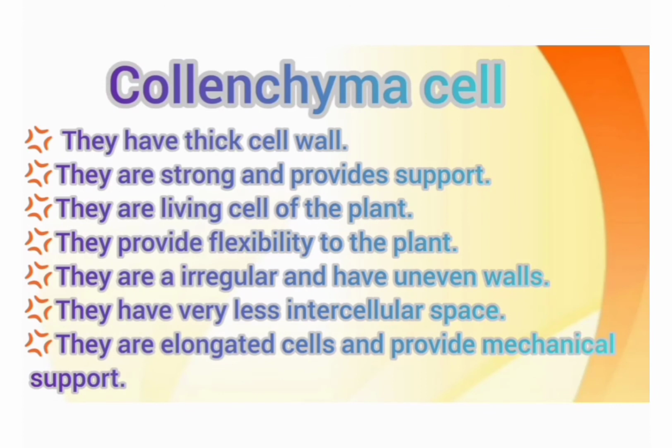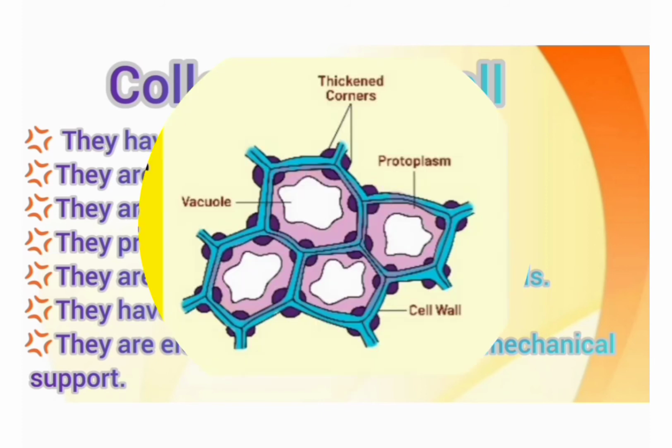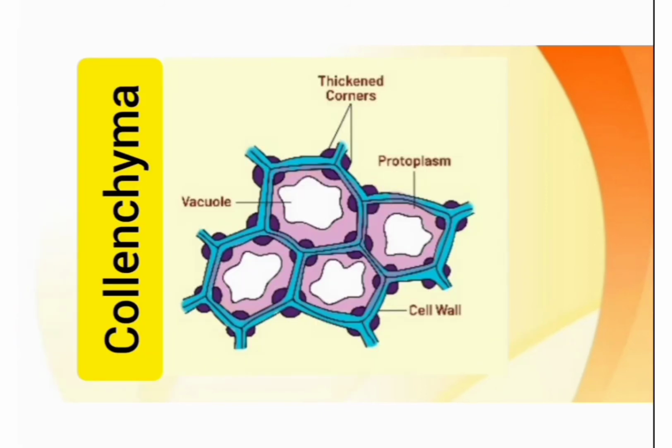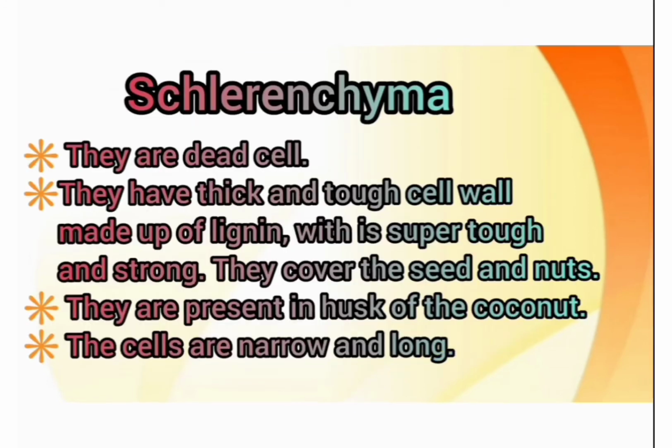Collenchyma cell. They have thick cell wall. They are strong and provide support. They are living cells of the plant. They provide flexibility to the plant. They are irregular and have uneven walls. They have very little intercellular space. They are elongated cells and provide mechanical support. So you can understand from this picture that collenchyma have thickened corners, protoplasm and vacuole and also a cell wall.